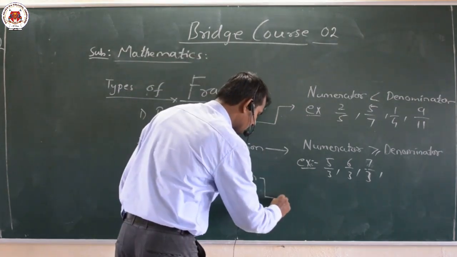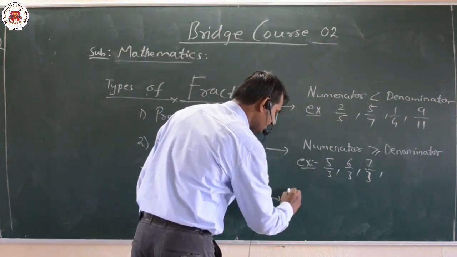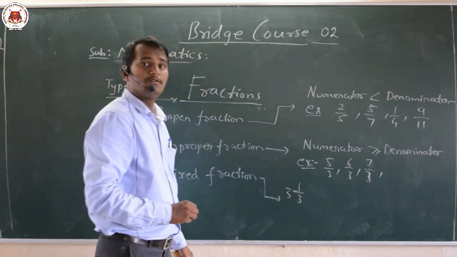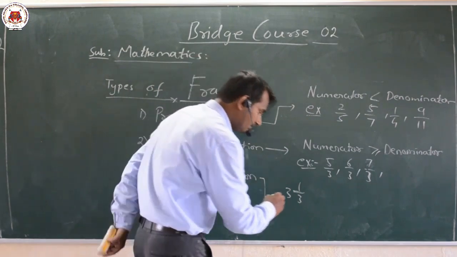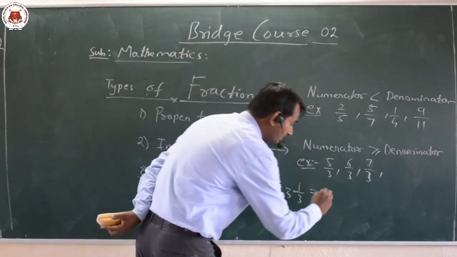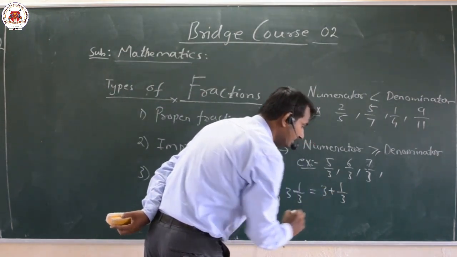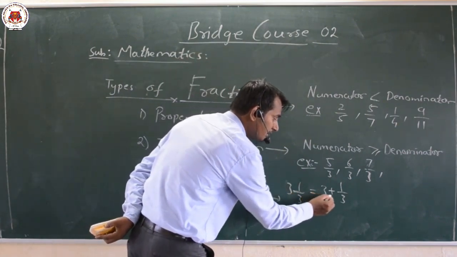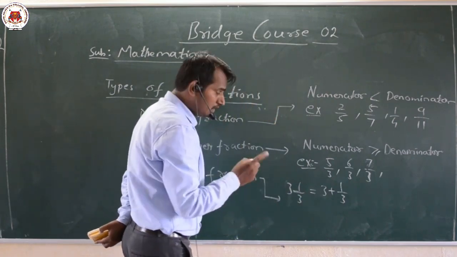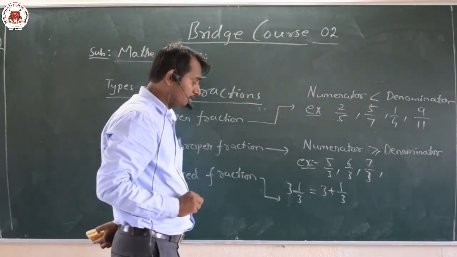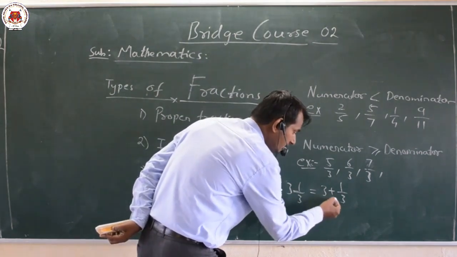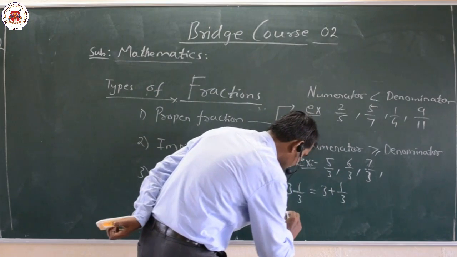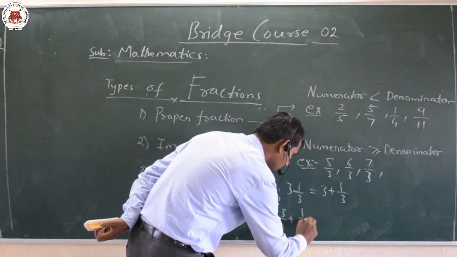For example, I can take 3 into 1 by 3. In the mixed fraction, 3 into 1 by 3 is nothing but 3 plus 1 by 3. Now if you want to solve it, how do we solve it? 3 into 3 is 9, plus 1, divided by 3, or else you can solve it as 3 by 1 plus 1 by 3.